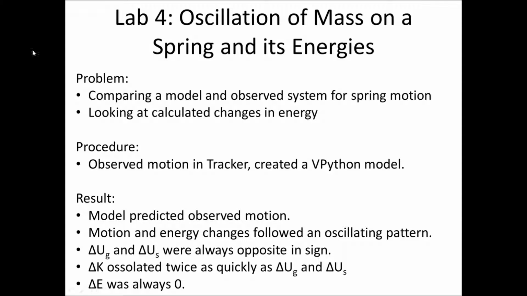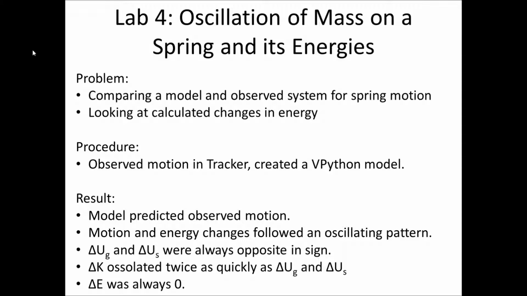In Lab 4, we will be comparing the observed and model motion of a mass moving in an arc while oscillating on a spring. Through this, we will also examine the changing kinetic and potential energies of the system. We observed the moving mass using Tracker and set up a model using observed values for properties of the system using VPython. The model was able to predict the observed motion, and it was found that the changes in energies of the system followed distinct oscillation patterns corresponding with the motion.